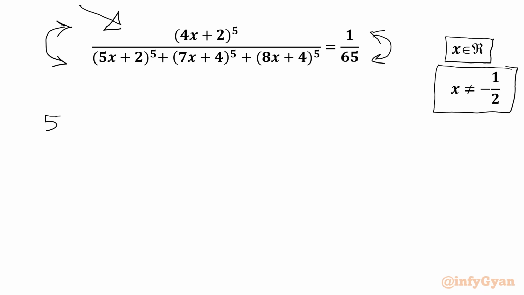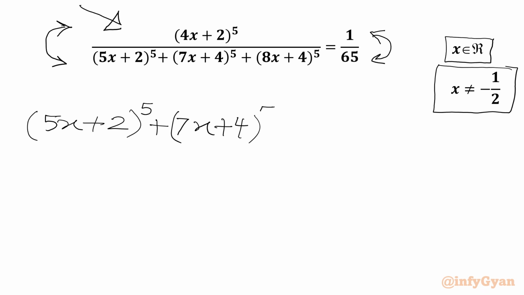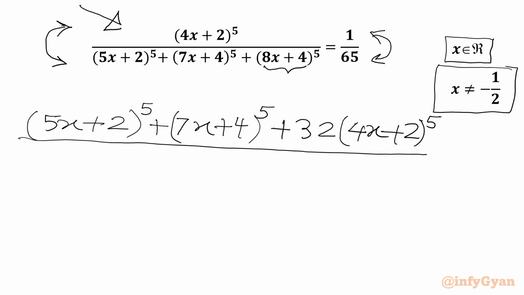We can write our equation: 5x plus 2 whole power 5 plus 7x plus 4 whole power 5, and if I take 2 common from this bracket, then it will come out as 2 power 5, which is 32. So in the bracket we'll have 4x plus 2, power is 5, and denominator will be right now our numerator, so 4x plus 2 whole power 5. RHS will be reciprocal of 1 over 65, so we will write 65.